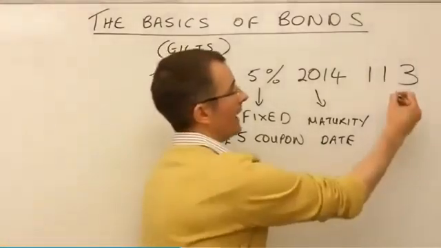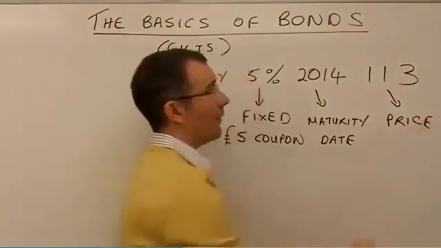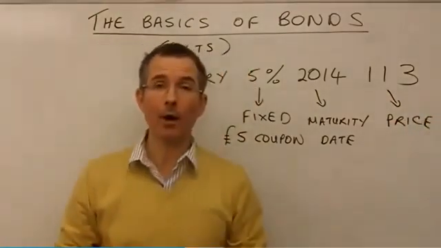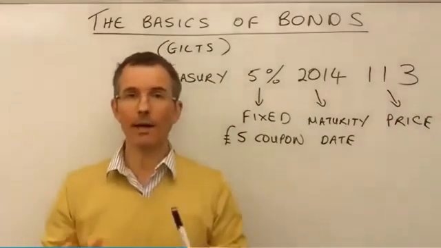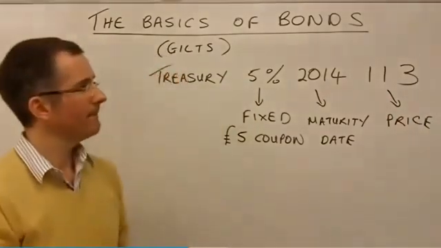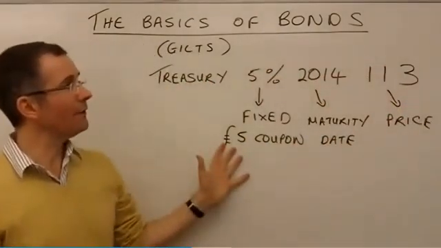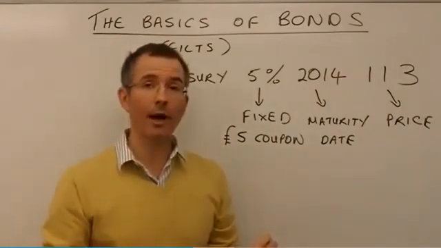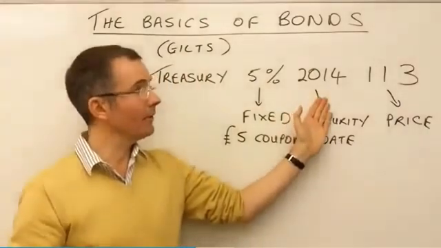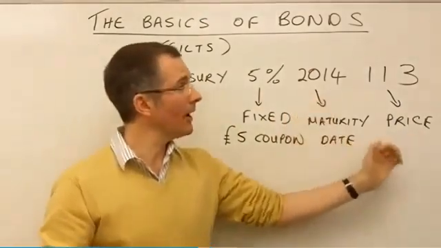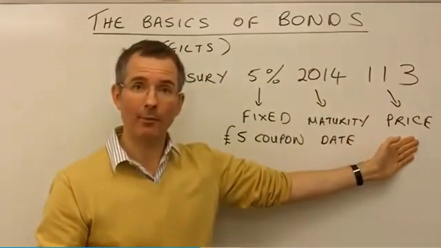And then over here we've got the current price. And that will change potentially every day, every hour, as people try and work out what this thing is worth and trade it accordingly. Okay, so there's a basic bond, and the nice thing is that these are features of both corporate bonds and government IOUs. A coupon, usually fixed, a maturity date, also usually fixed, and a price, that's definitely not fixed. I've just chosen 113 for my example.